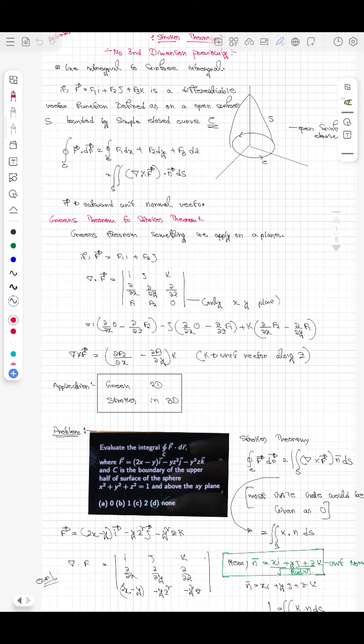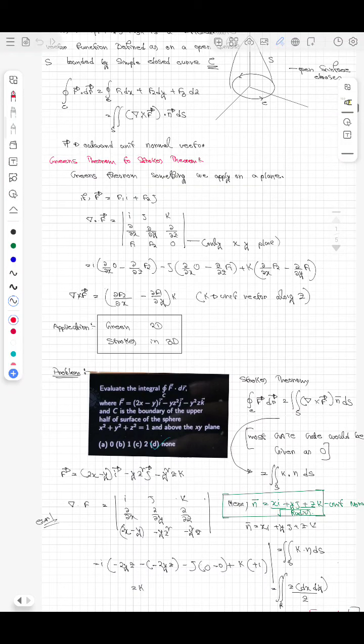And then according to Stokes theorem, the closed integral of F bar dot dr, what you can see we can do is the closed integral of f1 dx plus f2 dy plus f3 dz. Then simplifying it, it is the curl of F, that is del cross F, dot n, where n is the normal, into ds. Now n is the outward unit normal vector.